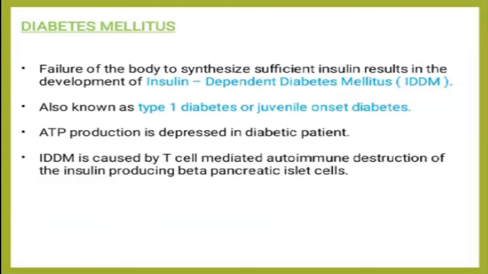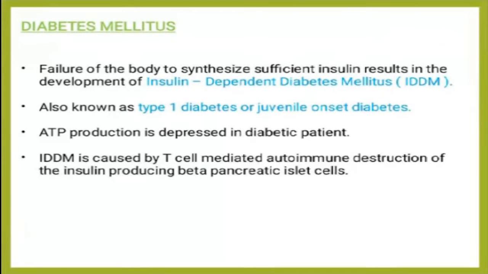Next one, diabetes mellitus. Diabetes mellitus mainly occurs due to the failure of the body to synthesize sufficient insulin, which results in the development of insulin-dependent diabetes mellitus, or IDDM. It is also known as type 1 diabetes or juvenile onset diabetes.